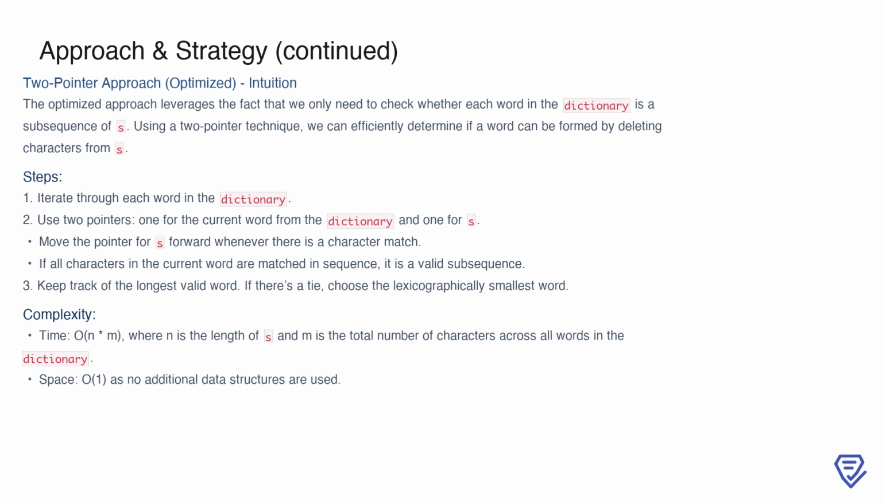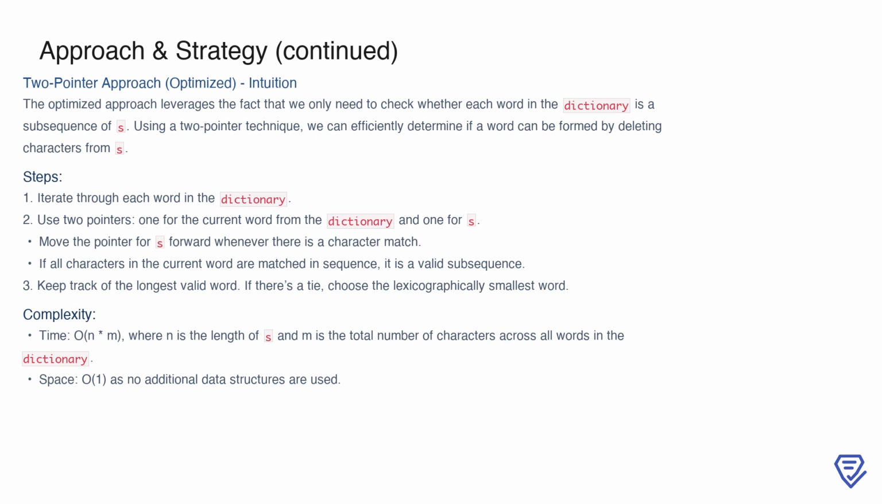This method takes advantage of the fact that we only need to determine whether a word in the dictionary can be formed as a subsequence of s. Using 2 pointers, one for the string s and one for the current word from the dictionary, we can efficiently check if all characters of the word appear in sequence within s.